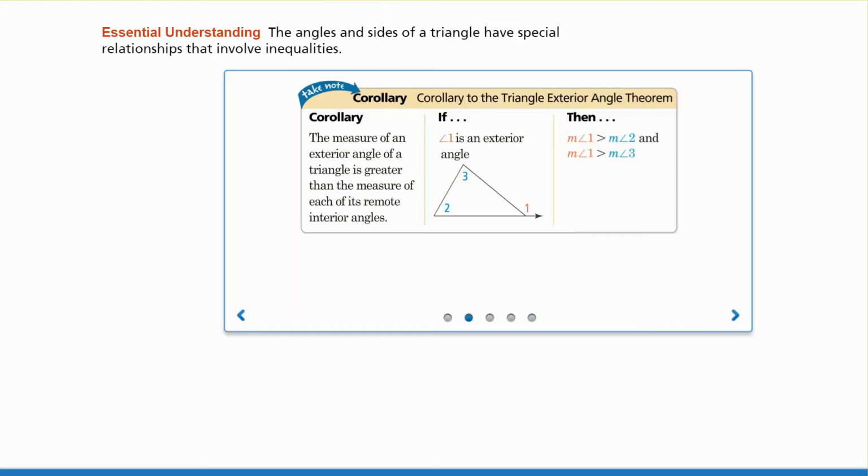So here it is as a key concept from your book. The measure of an exterior angle of a triangle is greater than the measure of each of its remote interior angles. And so this kind of fits the picture that I had in the notes before.